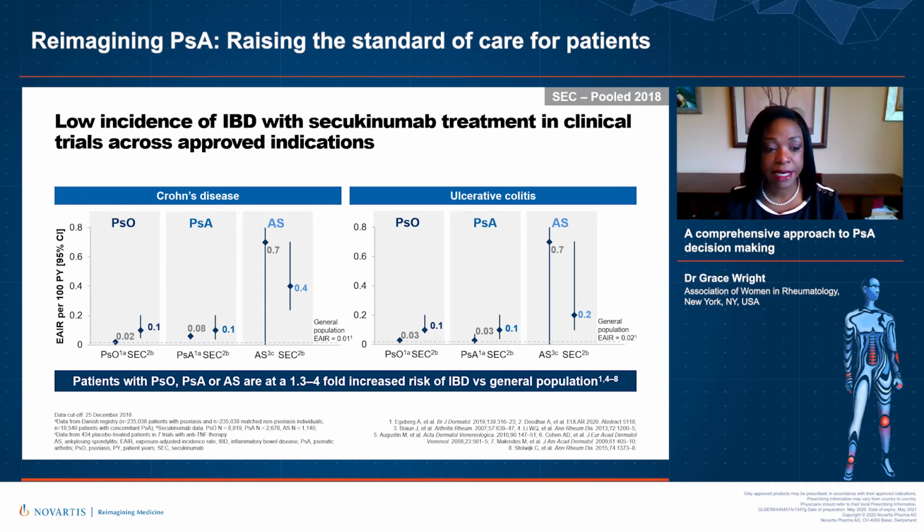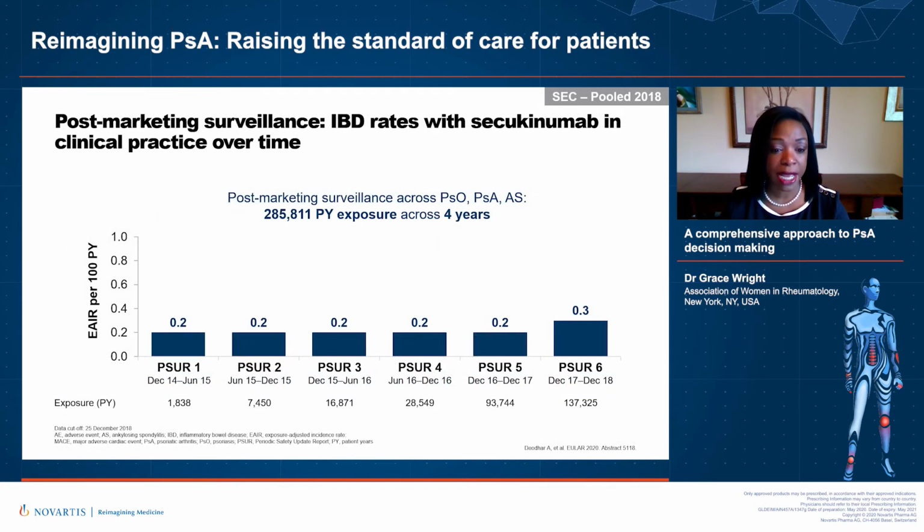Now, as a caution, there is a warning and precautions for the use of secukinumab in patients who have active Crohn's and ulcerative colitis, and it should not be prescribed for those patients. And just as a reminder, patients with these 3 diseases, whether it's psoriasis, psoriatic arthritis, or ankylosing spondylitis, are at a 1.3 to 4-fold increased risk of IBD compared to the background population. So it is one of those things that we need to check for with our patients, both before and after prescribing therapies.